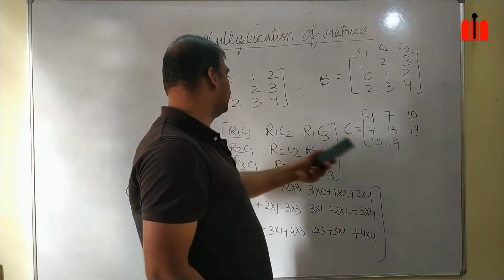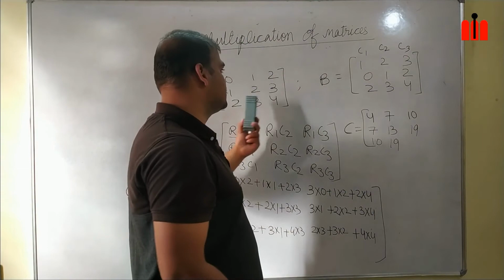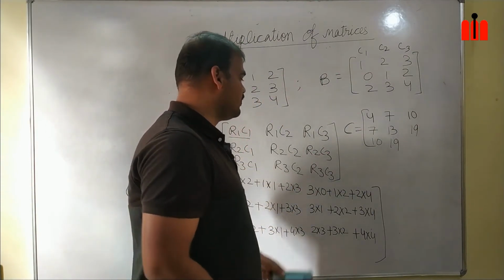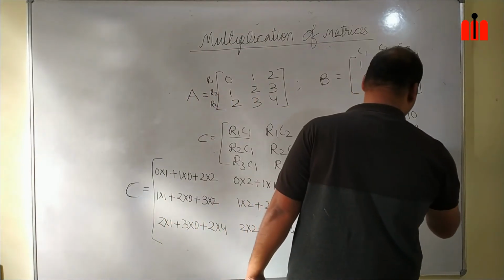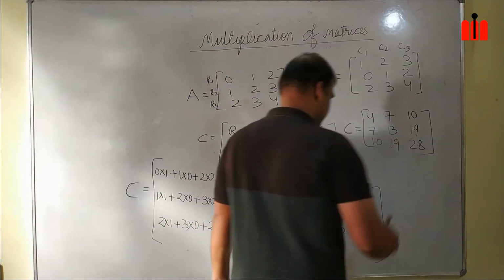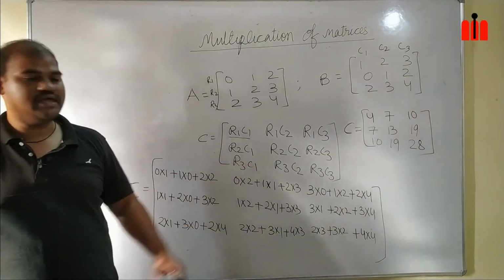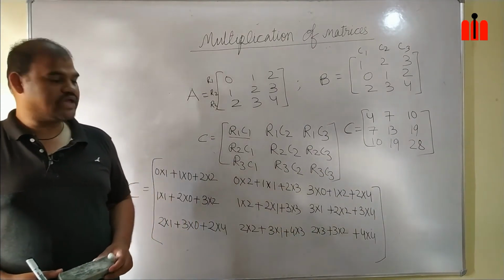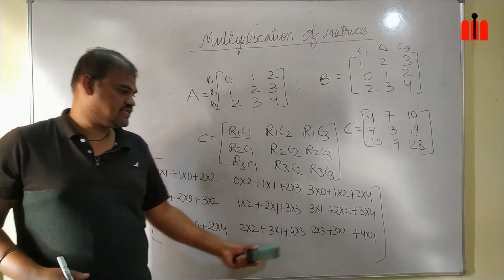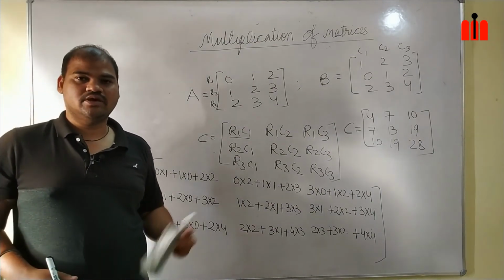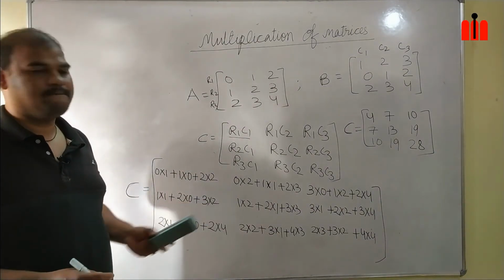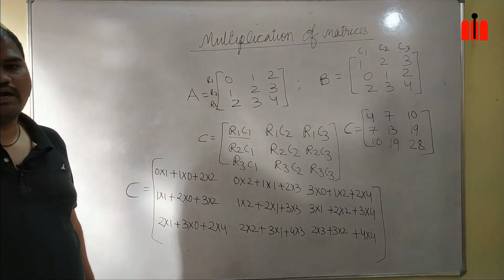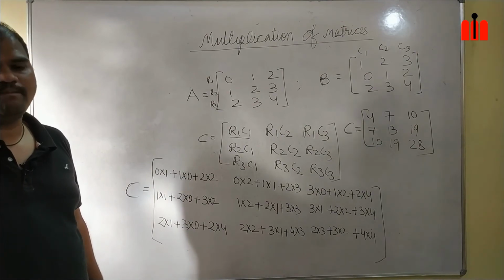Now 2 3 4 with 3 2 4: 2 times 3 is 6, 3 times 2 is 6, 4 times 4 is 16, 6 plus 6 is 12, 12 plus 16 is 28, so this will be 28. So this is my matrix C. Okay, this is how multiplication takes place. Now we will move on to the properties of the multiplication.